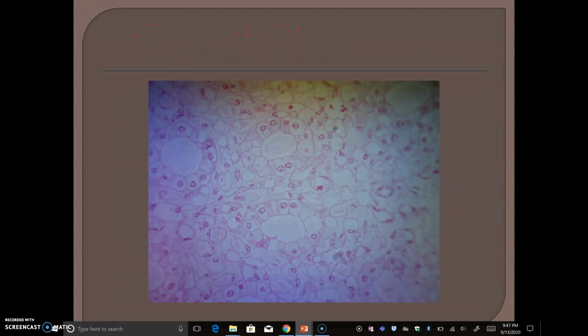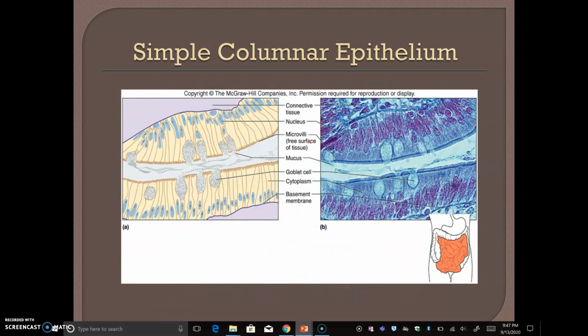This is what you would see under the microscope. Taking a look at this area right here, we have our free surface here, our basement membrane, and some of these simple cuboidal cells right here. Our next one is called simple columnar. Remember, simple means one layer. And columnar is going to be rectangular.